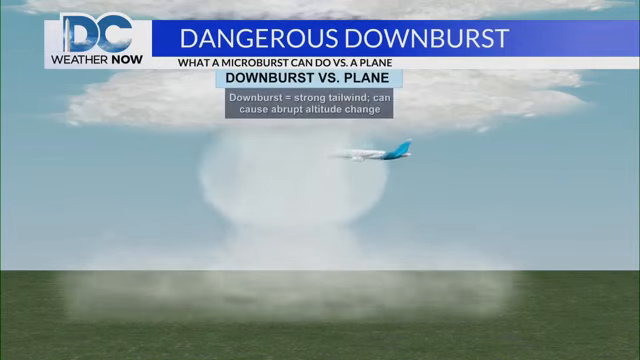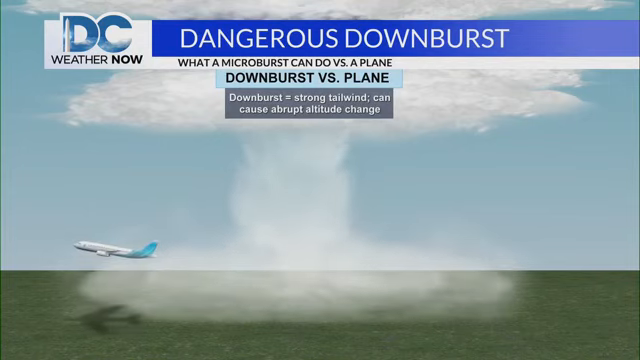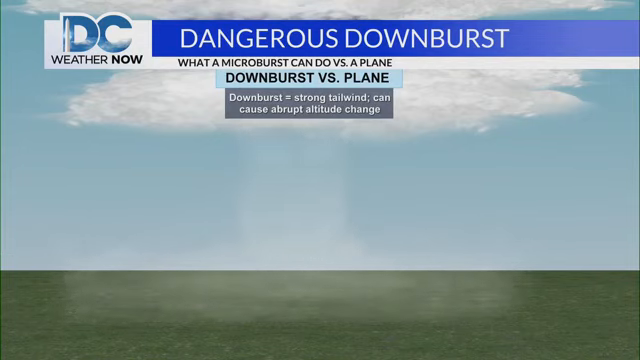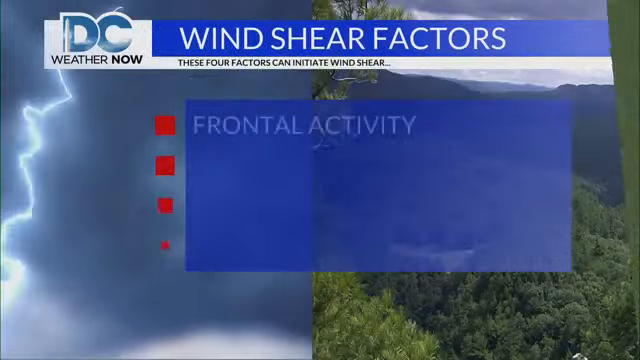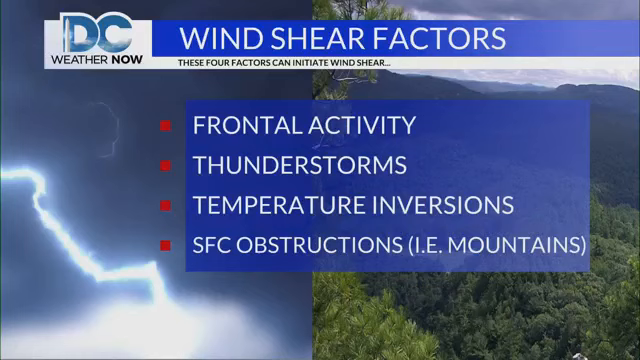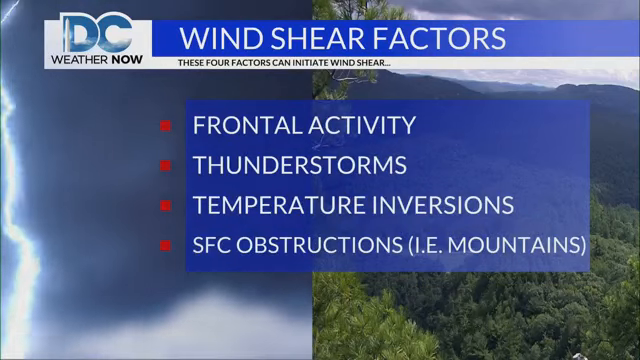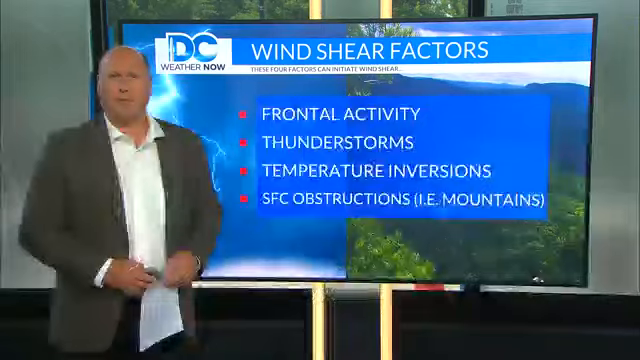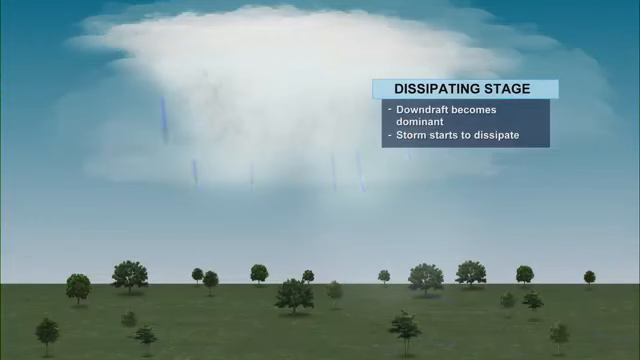However, low-level wind shear is the focus of today's podcast and is the most dangerous to pilots during landings and takeoffs. Now, four factors that could initiate wind shear are the following: frontal activity, thunderstorms, temperature inversions, and surface obstructions, i.e. mountains. Now, if a cold front is approaching a runway and is strong enough to create shear, it would have two characteristics. First, the front would have a 10-degree or more temperature difference across it, and second, would move at a speed of about 35 miles an hour plus.